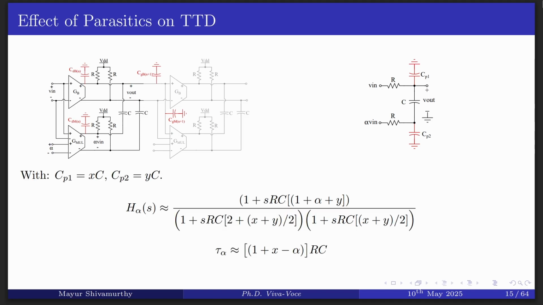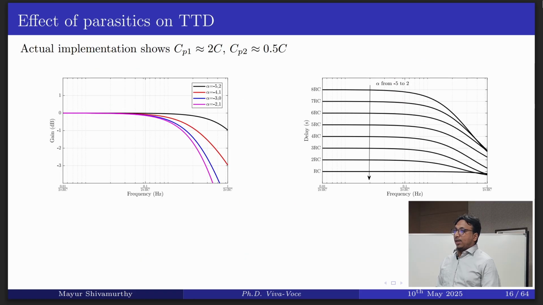If CP1 is equal to X times of C and CP2 is equal to Y times of C, it can be seen from the transfer function that the circuit no longer remains a first order, it's a second order system. The low frequency group delay of the low pass filter depends upon the value of the parasitic capacitances, and this will be the new range of alpha in the presence of parasitic capacitances. And why this is important, let us see in more detail.